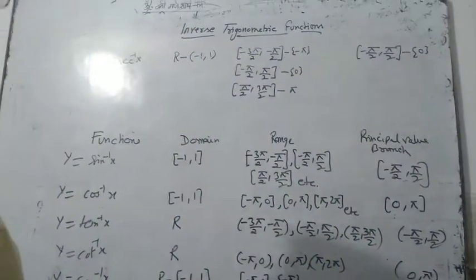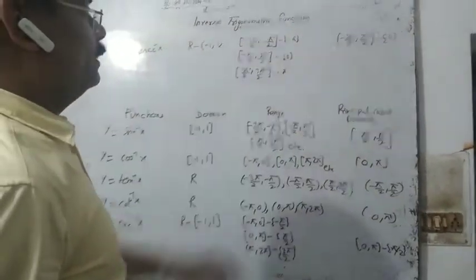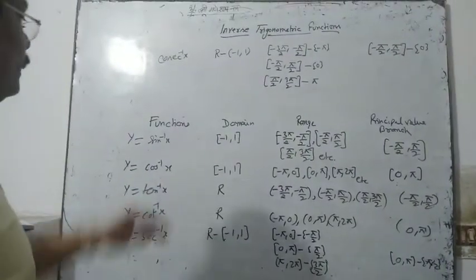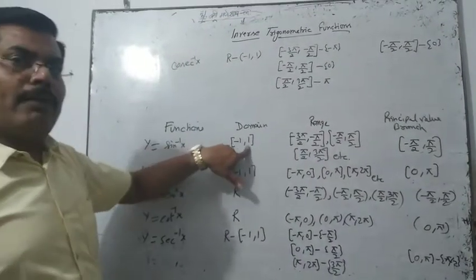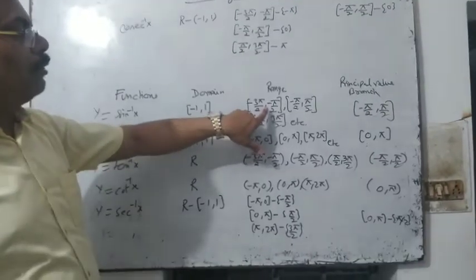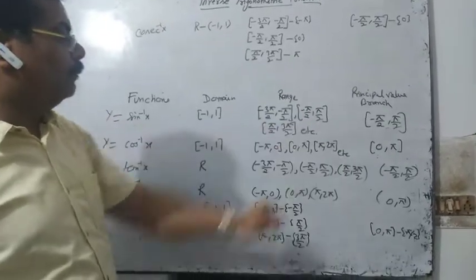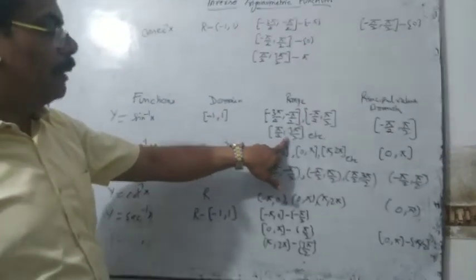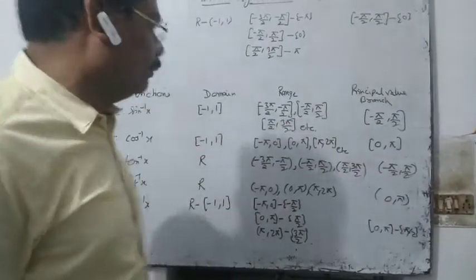So this is the domain and range of the inverse trigonometric function. Y is equal to sin inverse x. Domain is minus 1 comma 1. Range is minus 3 pi by 2 to minus pi by 2. Next one is minus pi by 2 to pi by 2. Next one is pi by 2 comma 3 pi by 2. And principal value of this branch is minus pi by 2 to pi by 2.